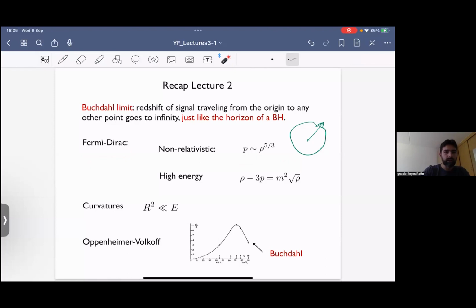Seems to be a bit lagged, maybe. Can you see my pointer? Yes, we can. Okay, cool. It's like a laser saber. Is that correct? Yeah. Okay, awesome.